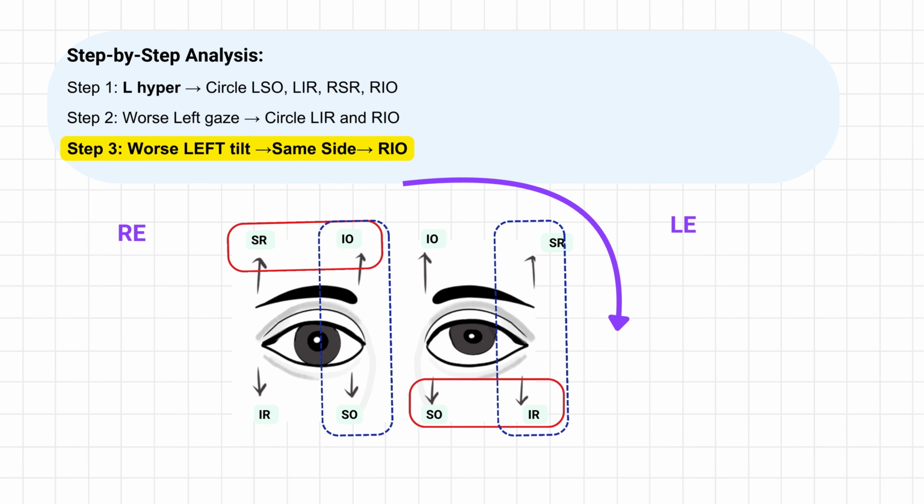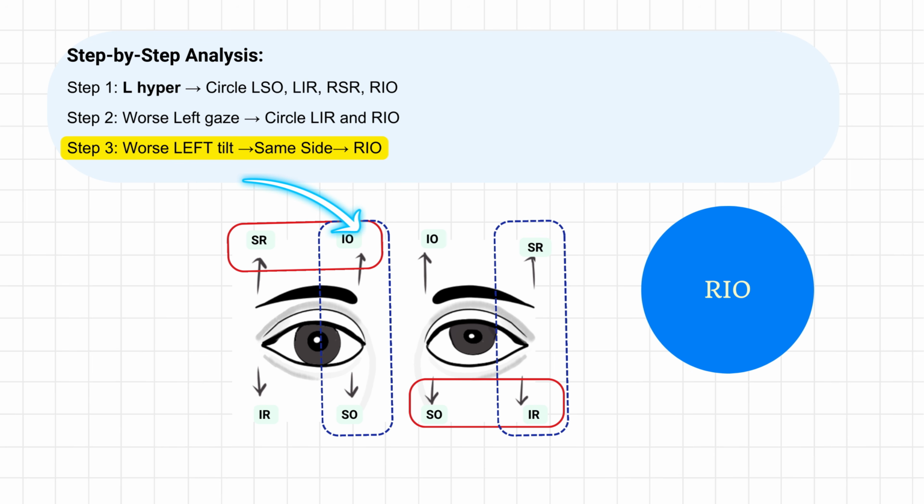At this point, ask yourself another important question. Is the hypertropia worsening on the same side as the hypertropia or on the opposite side of the hypertropia? In this case, tilting the head towards the same side as the hypertropia makes it worse. And according to the rule, when hypertropia worsens with head tilt to the same side, the oblique muscle is usually the culprit. Therefore, the muscle involved here is the right inferior oblique.